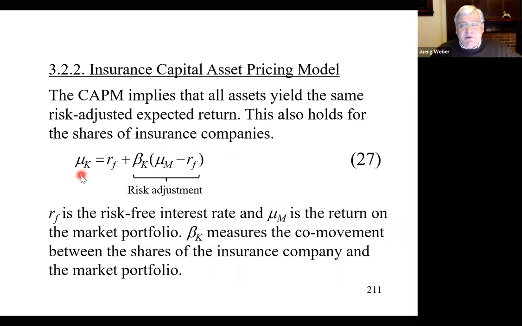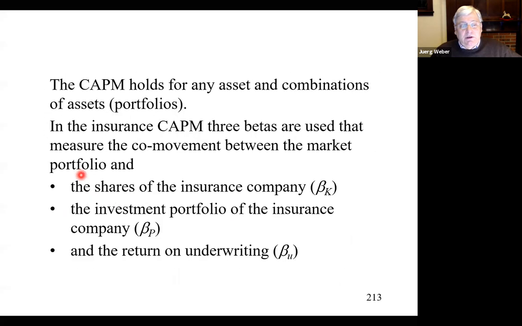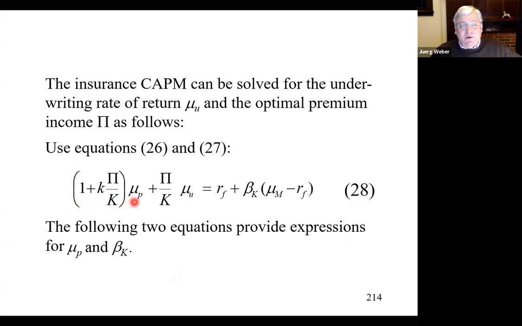Equation 27 gives you another expression for it, and that's coming from the CAPM. And so we can set the two equations equal. That's what I do here. This is coming from 26, and this here is from 27. And this equation we would like to solve for the optimal underwriting return, which is optimal in the insurance CAPM.